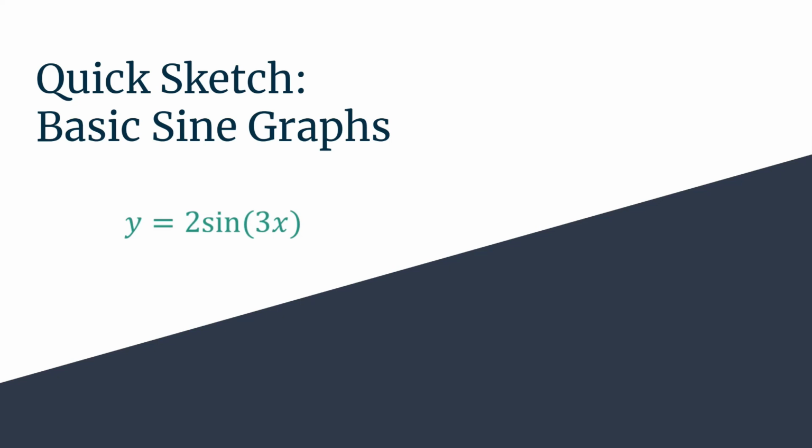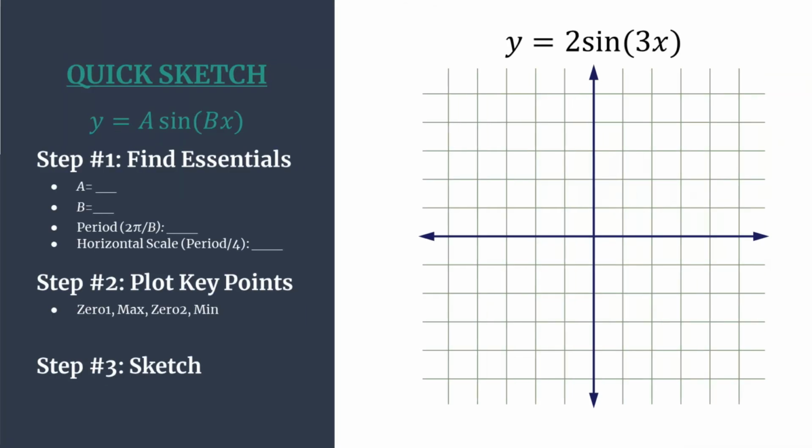In this video, let's look at a way to make a quick sketch of a basic sine graph. We'll graph y equals 2 sine of 3x. So for reference, we have the general form of a basic sine equation, y equals a sine of bx, and then our 3 steps. So we'll start with step 1, find the essentials.